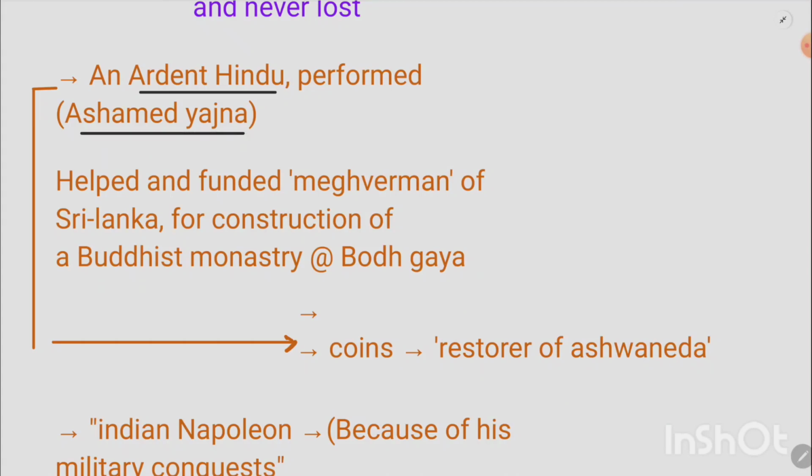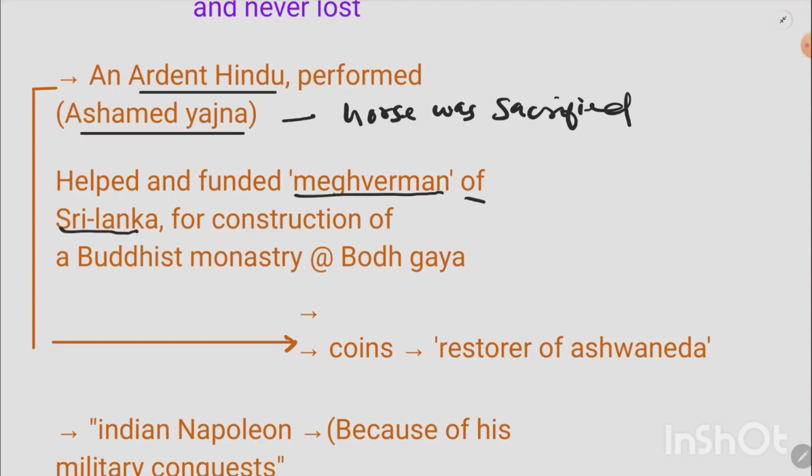As you already know, Ashwamedh Yajna was a kind of sacrifice in which a horse was sacrificed. Now, he is also known to be a good philanthropist, because he is believed to have helped Meghavarman of Sri Lanka to construct a Buddhist monastery at Bodh Gaya. So this is another achievement of Samudragupta.